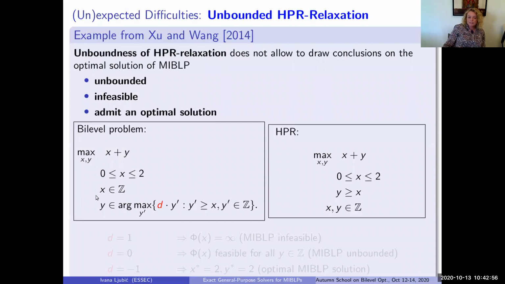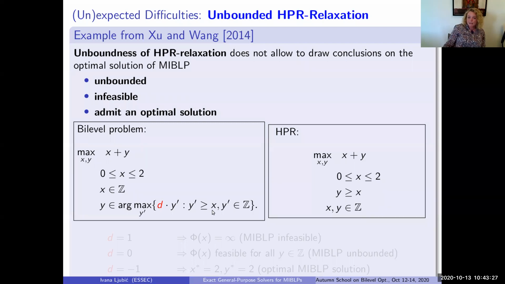So here is this example. It's a problem in which, again, we only have two decision variables, x and y, and we impose both of them to be integer. So practically at the upper level, we say x can be only 0, 1, or 2. And then at the lower level, we maximize the linear function d times y, imposing that y has to be at least as big as x.